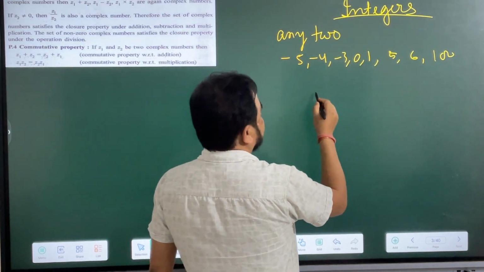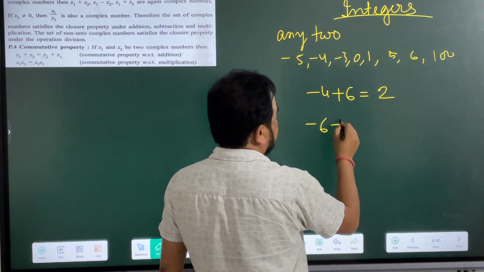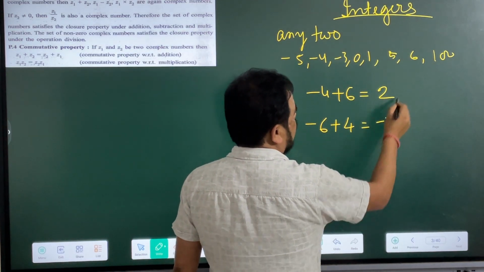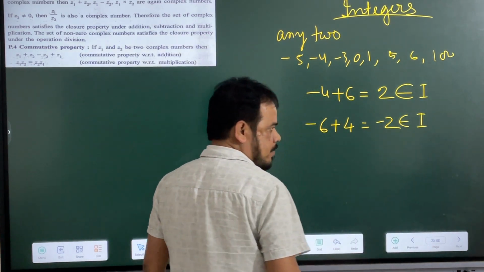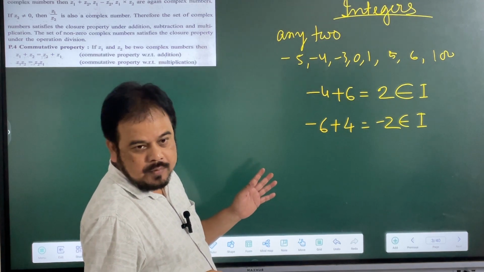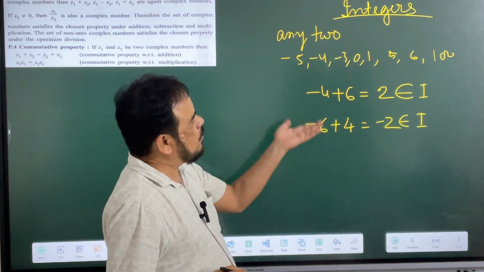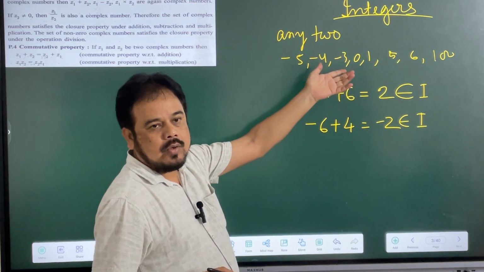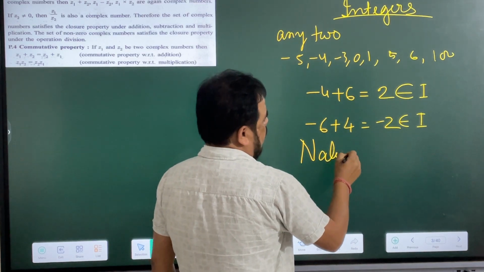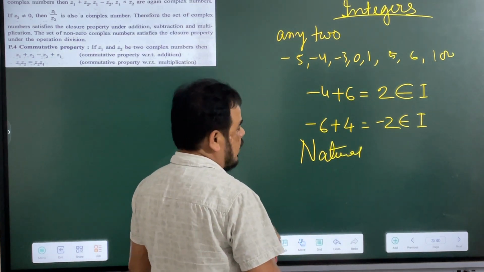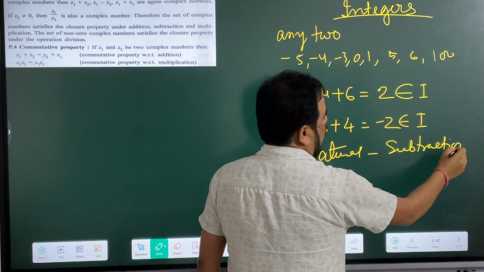For example, minus 4 plus 6, how much? 2. Minus 6 plus 4, how much? Minus 2. Both belong to integers. So it is closure property. So closure property in addition, closure property in subtraction. If we subtract, then also we will get an integer. But for natural numbers, let us see if it is closed or not. Natural number subtraction. In subtraction, is it closed or not?